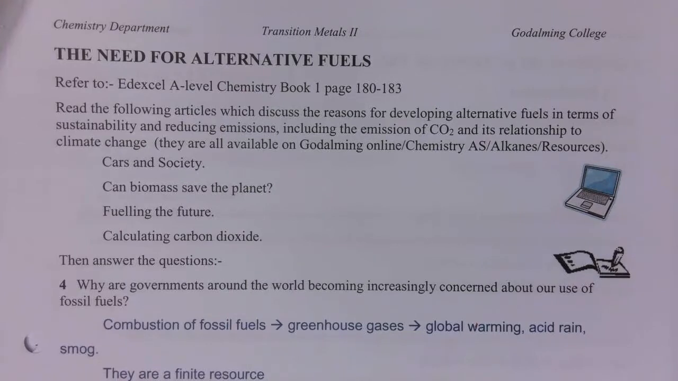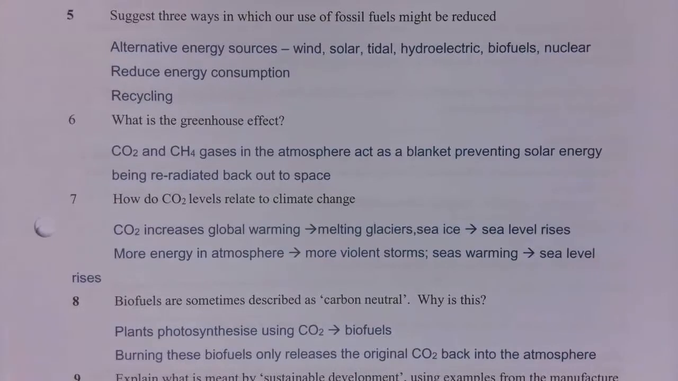So, governments are increasingly concerned about our use of fossil fuels for two reasons. Firstly, the combustion of fossil fuels leads to the production of greenhouse gases and hence global warming. If you also burn fossil fuels which have sulfur in them, you're also going to get acid rain. And secondly, they are a finite resource. So a lot of research is going into alternative chemical energy sources such as wind, solar, nuclear, and so on.